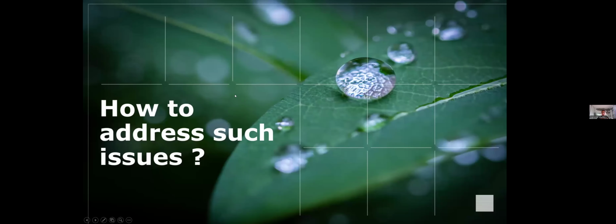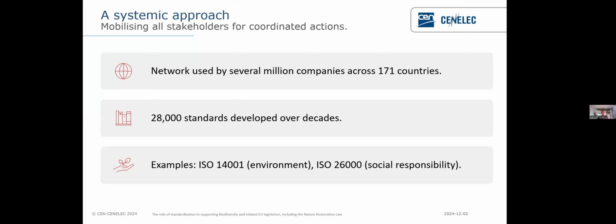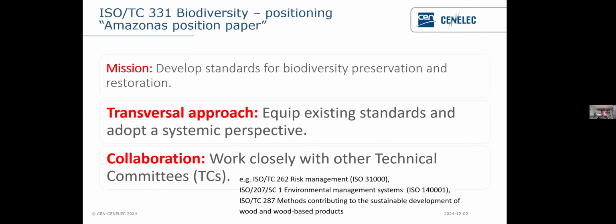Now, how does it work? How to address such issues? Remembering firstly that the ISO system is a network used by several million companies across 171 countries. There is a catalog of 28,000 standards, developed over decades. We have some very important ones that are well known around the world, the ISO 14001 or the ISO 26000. So the ISO TC's new positioning, what does this mean in concrete terms for the technical committee?